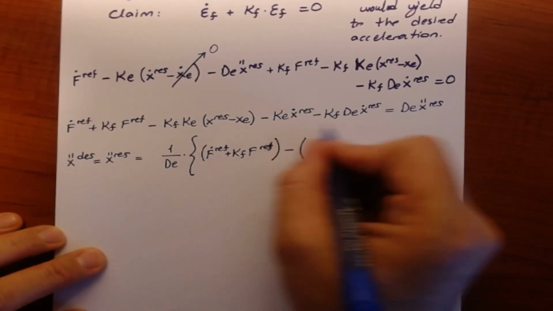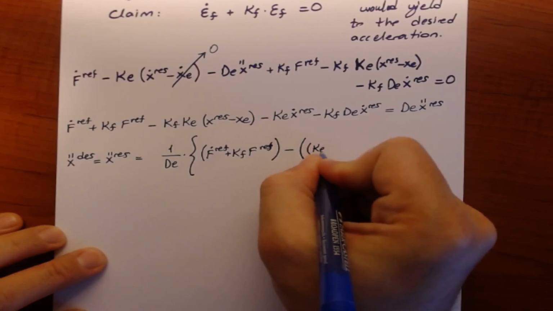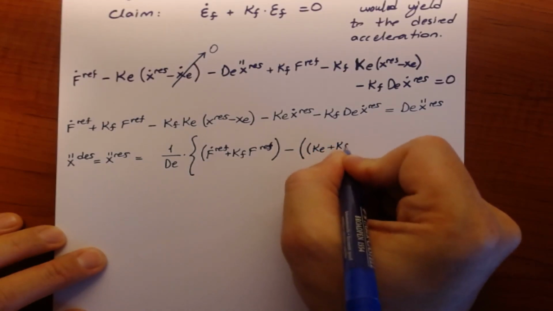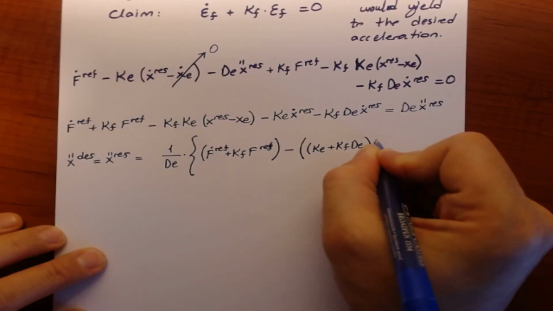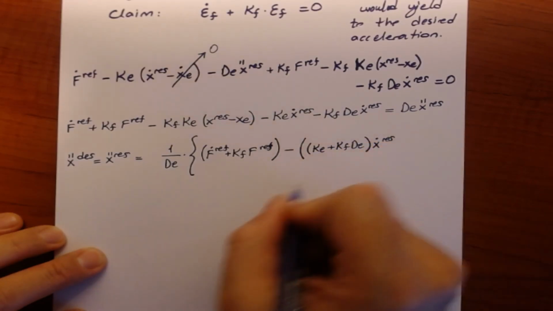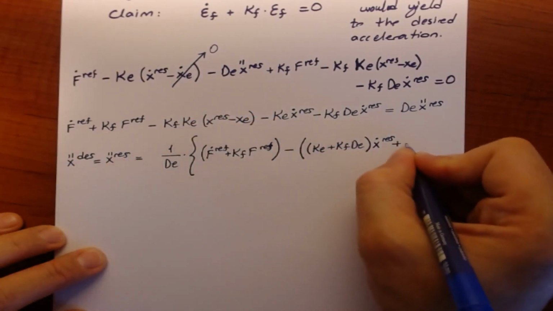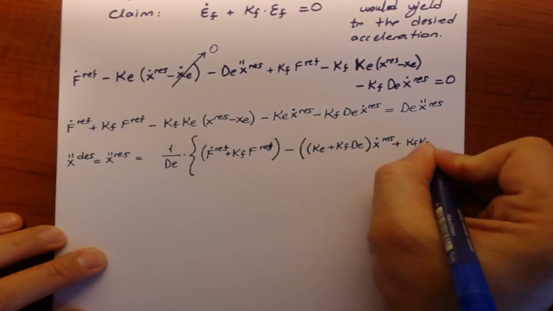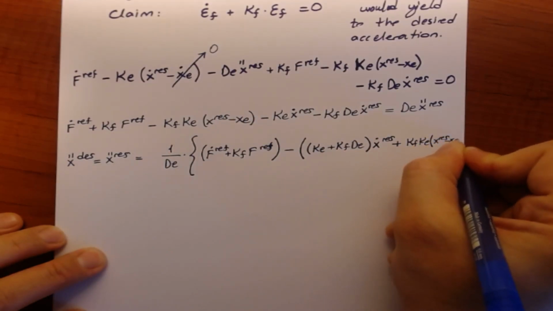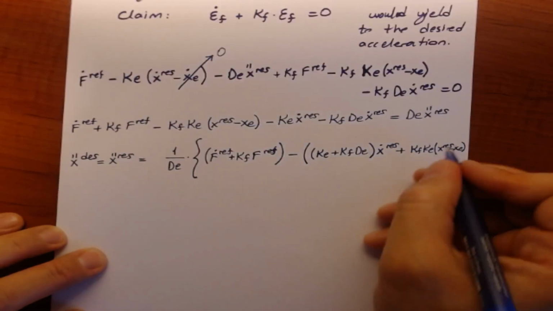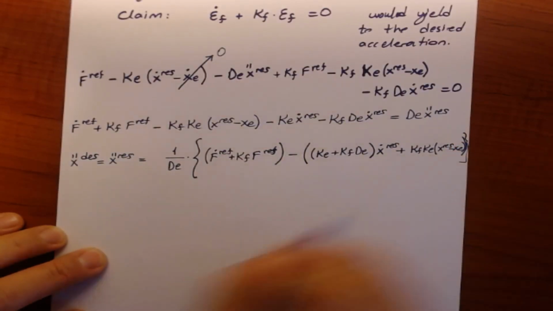Let's start with the velocity feedback: ke plus kf de times x dot response, plus kf ke times x response minus x environment. So I think I can close this one, and the big parentheses.